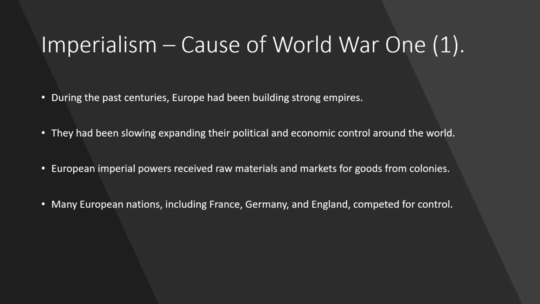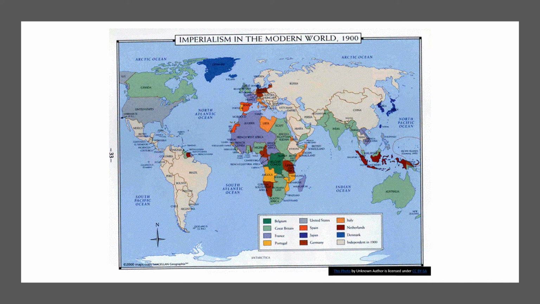So imperialism, another cause of World War One. During the past centuries, Europe had been building strong empires around the world. We talked about Africa and Asia, and even the United States with the imperialistic powers going on. European imperial powers were looking for raw materials and markets for goods from colonies. Many European nations, including France, Germany, and England, were going to compete for these different regions around the world, which we talked about before. So here's a map of imperialism in the modern world in 1900.